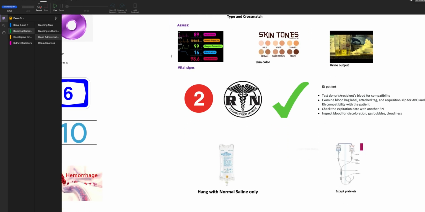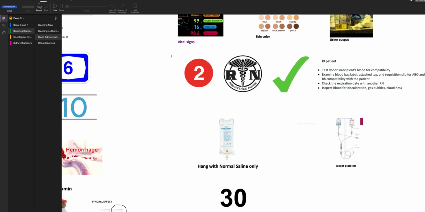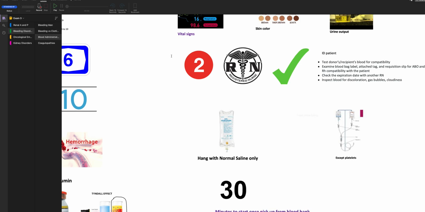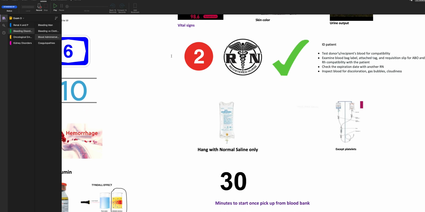All right, so you hang with normal saline only, except for platelets, you hang by themselves. Once you go to the blood bank, you have got 30 minutes to get that blood hung. So before I went to the blood bank, I made sure my IVs were working because you don't want to have to put in an IV while you're scrambling trying to get everything ready. And I had my Y tubing all set and ready to go. So essentially all I had to do was find another RN to check the blood with me, and then I was ready to go to hang my blood.